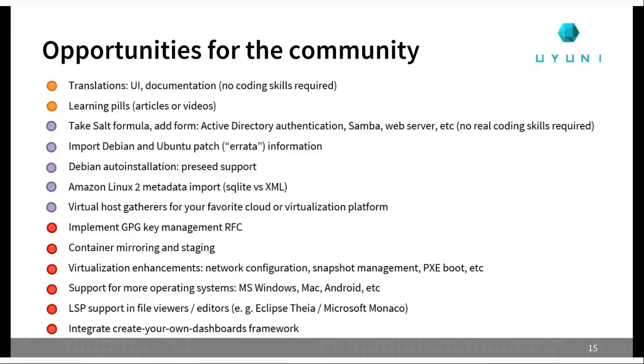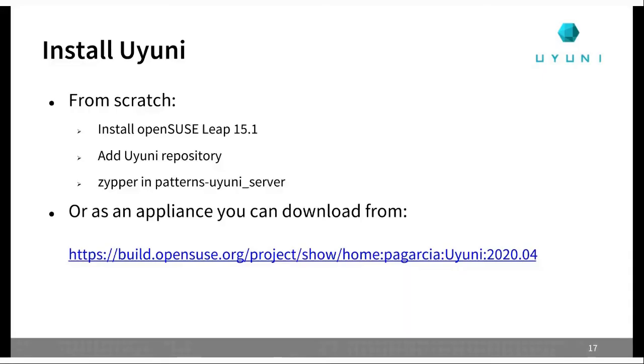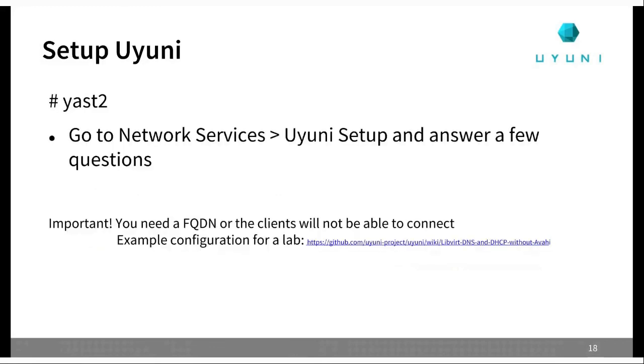Now, how do we install Uyuni? Really easy. Just get libvirt, add the Uyuni repository, and install a pattern. Or you can download an appliance, a ready-made appliance, from this OBS repository. Then configure Uyuni. Important, you need a fully qualified DNS, or the clients will not be able to connect because the SSL certificate will fail. In this wiki page, I documented how to do this easily with libvirt.